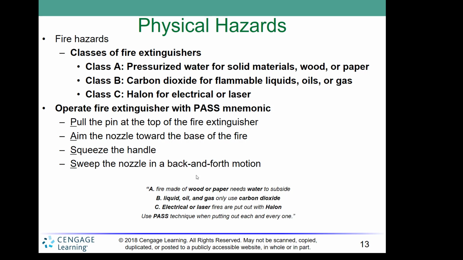But this is one of those items that you're going to want to really try to memorize. Okay, I know I hate using that word, but it's true. You're going to have to memorize that one. Also know that PASS, that acronym, is used specifically for fire extinguishers.